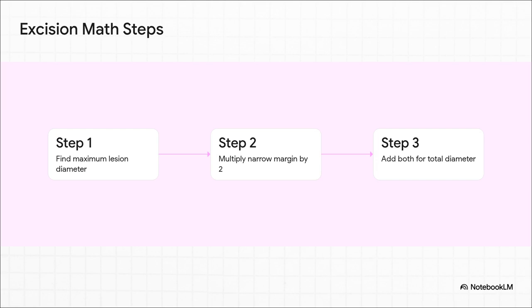Let's break that math down step by step so it becomes second nature. Step 1, find the maximum diameter of the lesion itself. Step 2, take the narrowest margin documented and multiply it by 2. Step 3, add those numbers together. Boom! That total excised diameter is exactly what drives your final CPT code selection.